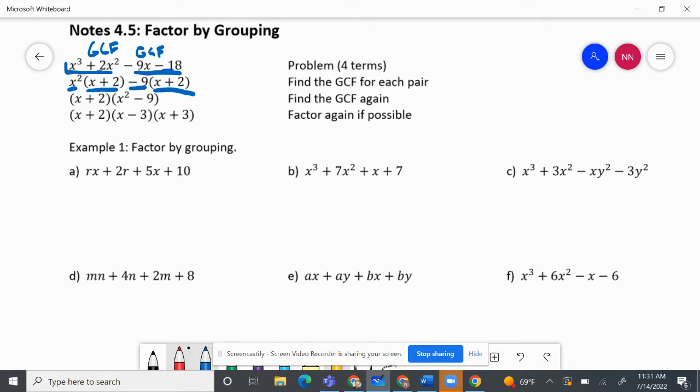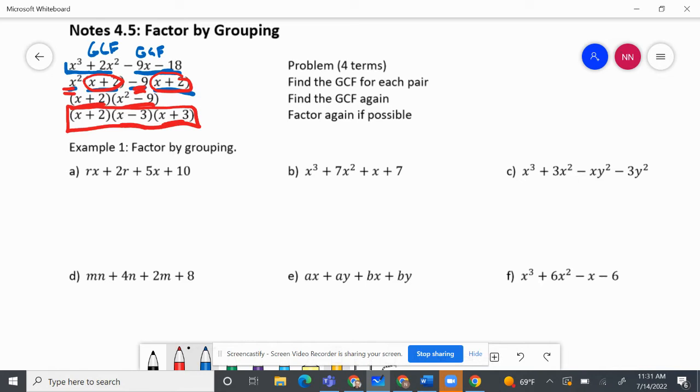Then when we look at this, we see that they both have an x plus 2 in common. So we factor out an x plus 2, and what's left over is the x squared and the -9. And x squared minus 9 can factor some more into x minus 3 and x plus 3. So our final answer would be x plus 2, x minus 3, and x plus 3.